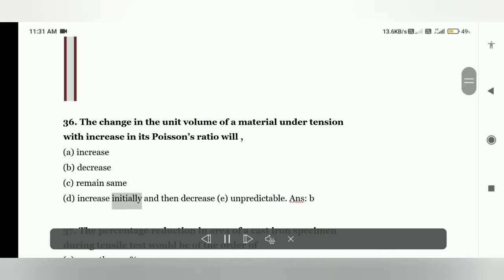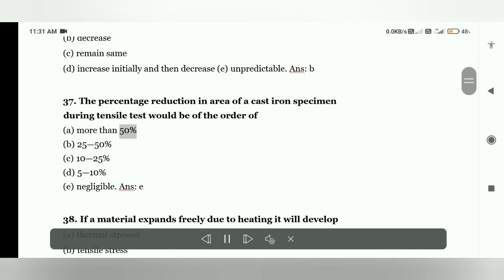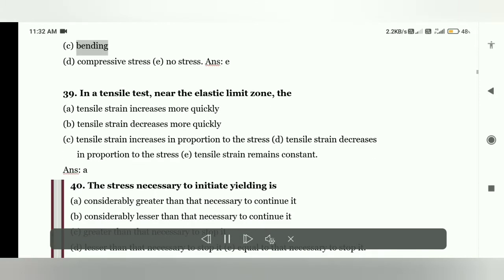36. Unit volume of a material under tension with increase in its Poisson's ratio will A. increase, B. decrease, C. remain same, D. increase initially and then decrease, E. unpredictable. Answer B. 37. The percentage reduction in area of a cast iron specimen during tensile test would be of the order of A. more than 50%, B. 25 to 50%, C. 10 to 25%, D. 5 to 10%, E. negligible. Answer E. 38. If a material expands freely due to heating, it will develop A. thermal stresses, B. tensile stress, C. bending, D. compressive stress, E. no stress. Answer E.